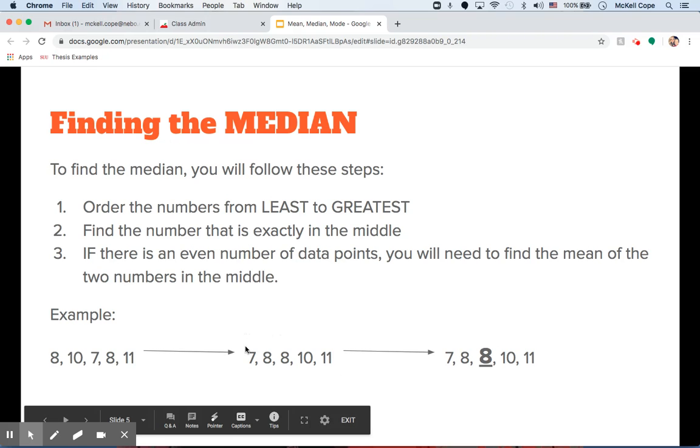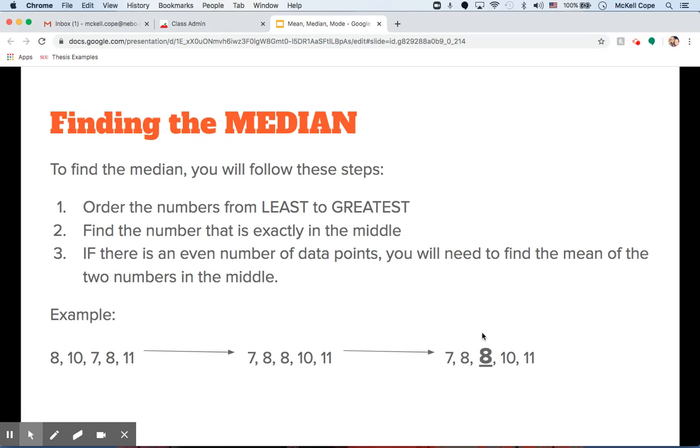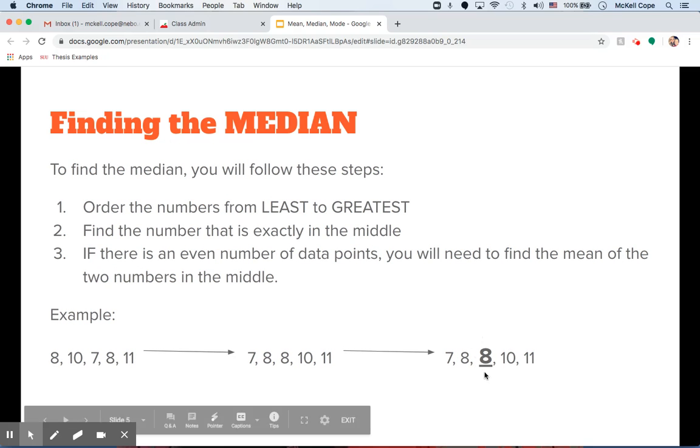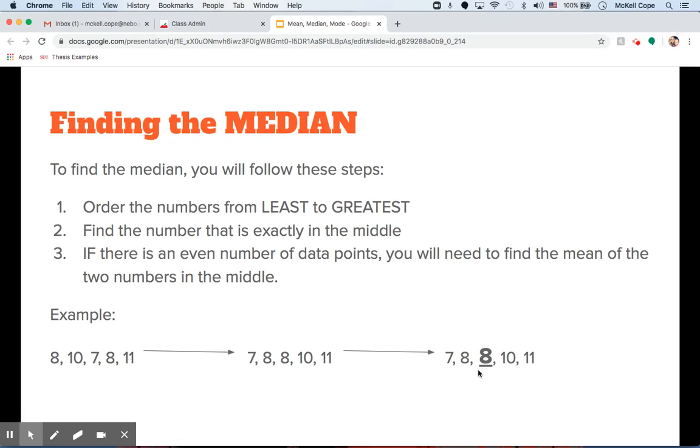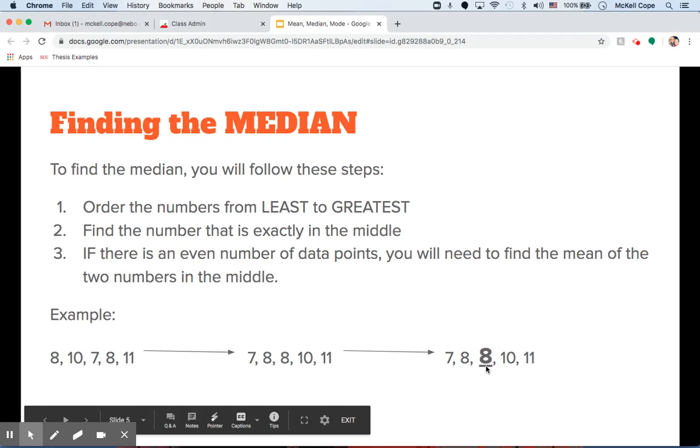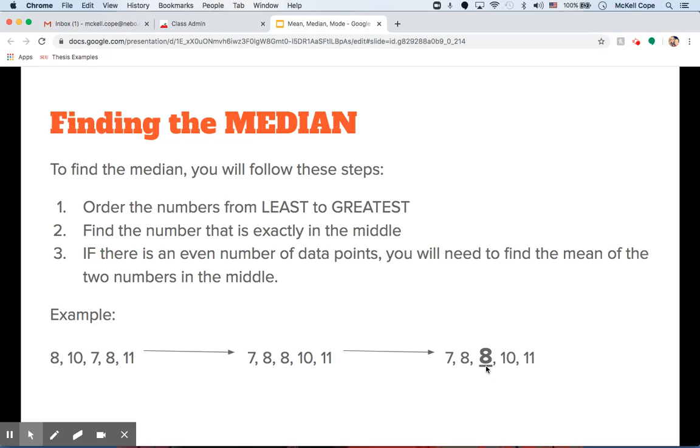So I start with 7 since it's the lowest and I order them from least to greatest. And then I look at the number that is exactly in the middle. If you have an odd number of data points, you are going to have just one number in the middle. If you have an even number of data points, you are going to have 2 numbers in the middle. And when that's the case, we are just going to go back to what we just learned about the average, and we're going to find the average of both of those numbers by adding them together and dividing by 2.